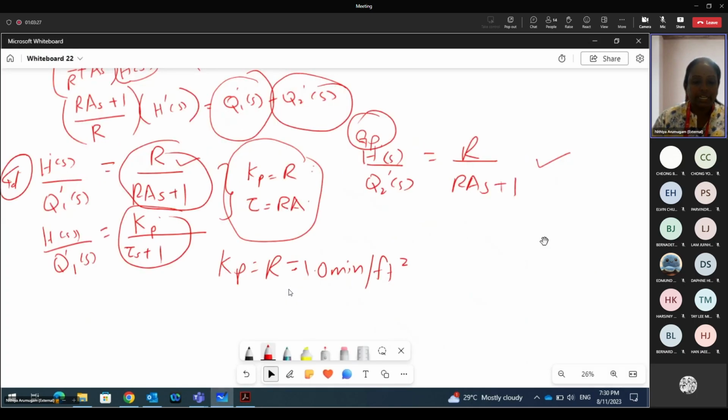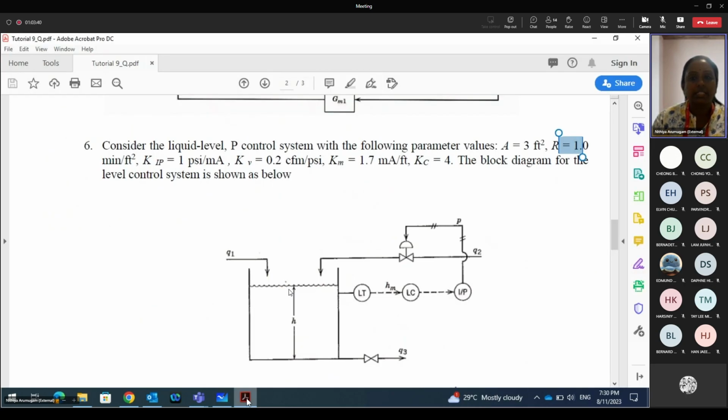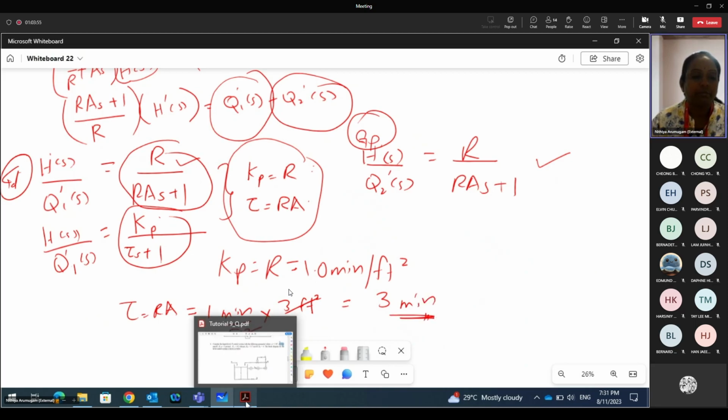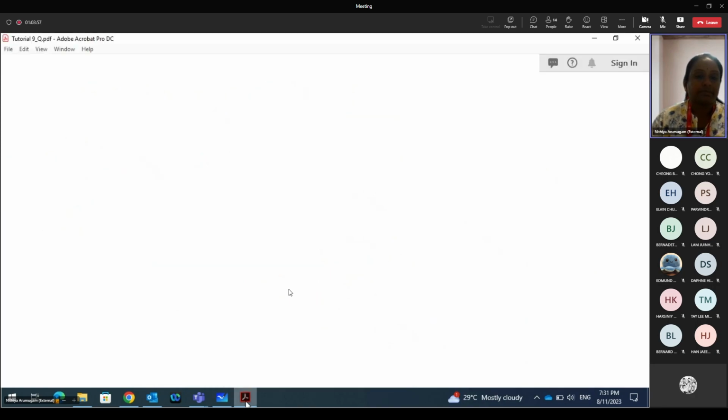Now, how to calculate the tau? The tau equals RA. R is 1 minute per feet square, and the area in the question is given as 3 feet square. So 3 feet square. Feet can cancel, it will give you 3 minutes. So this is our tau for question number 6B. All right.